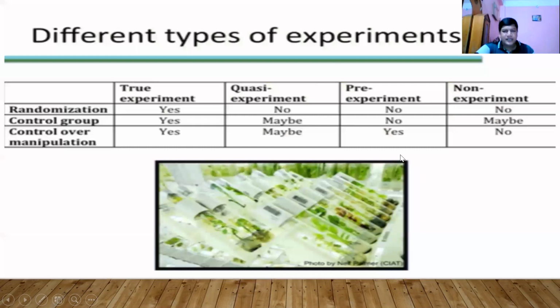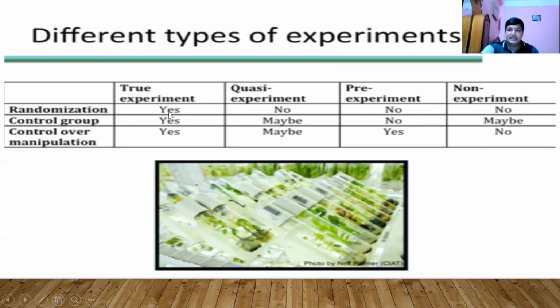So look at this figure. So look at this slide. So there may be different types of experiments, okay, in experimental design. So there may be true experiments, quasi experiments, pre experiments, and non experiments. Kunai chai experiment nai hudaina, non experiment bhancha. So what are the features of true experimental?